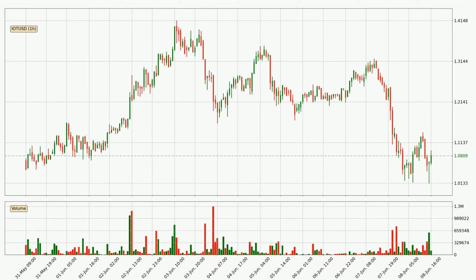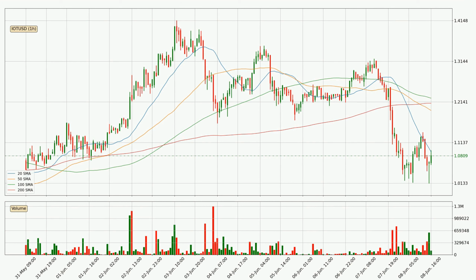Looking at the hourly time frame for IOTA, the price rapidly went down around 13.7% in the last 24 hours, with a current price of 1.08. The volume was also high, showing that this move was strong and the sellers are taking over.